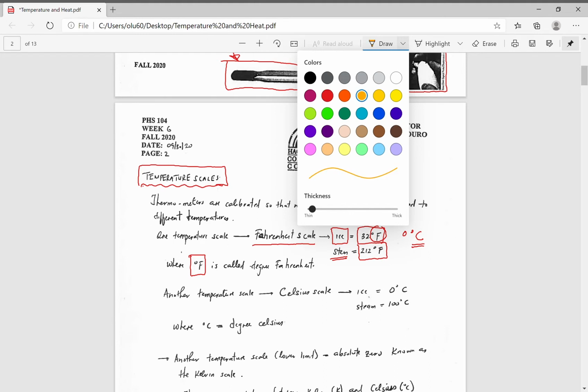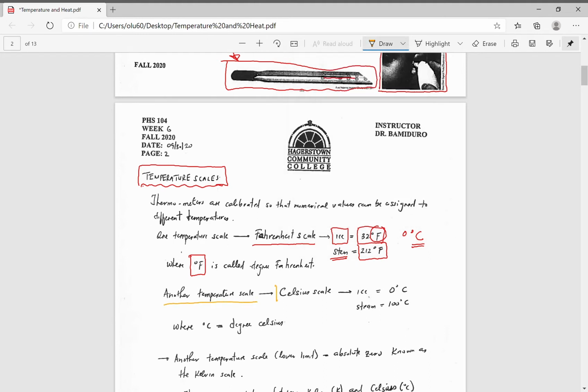Okay. Another temperature scale is our Celsius scale, and at cold or at ice conditions, it's going to be 0 degrees Celsius, and under steam conditions, and this is an E right here. I mean A right here. I'm sorry. Under steam conditions, it's going to be 100 degrees Celsius. Okay, so it's pronounced degrees Celsius.